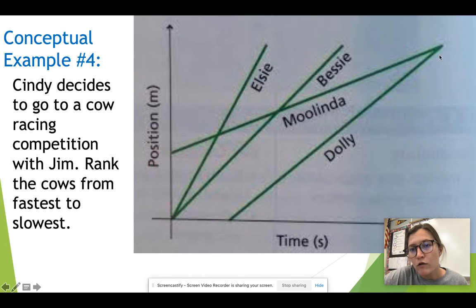Dolly is going to cover more ground in the same amount of time that Melinda covers ground. So Dolly is going to be the third fastest, with the third steepest slope, and Melinda is going to be last. So she is our slowest cow. The slope of the position versus time graph represents the velocity. The steeper the slope, the faster the speed.